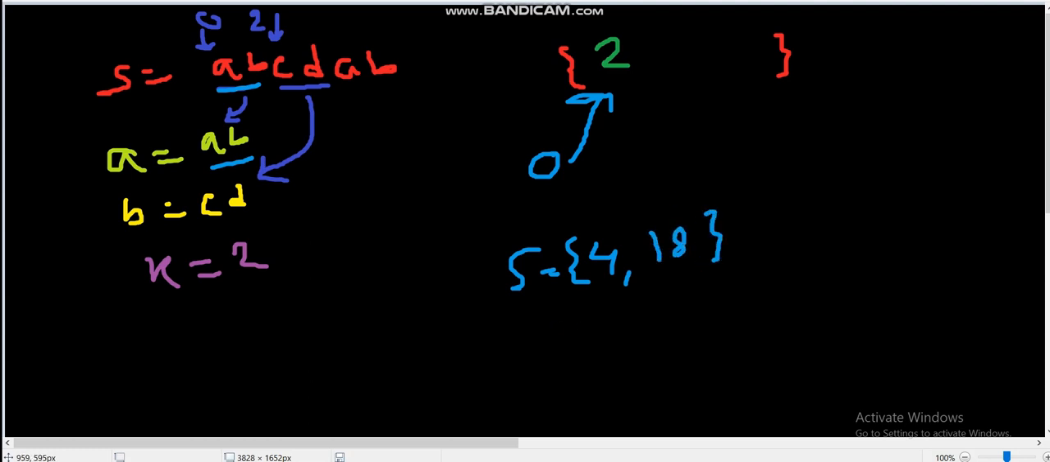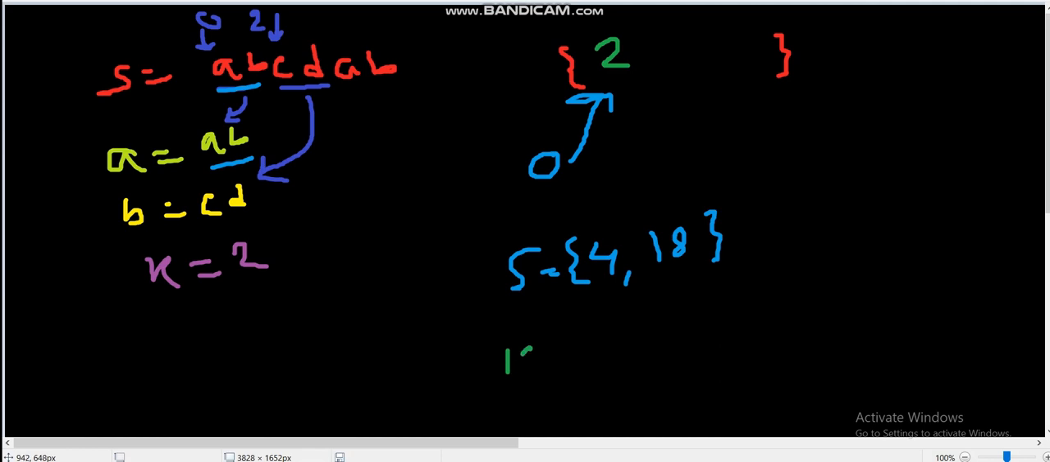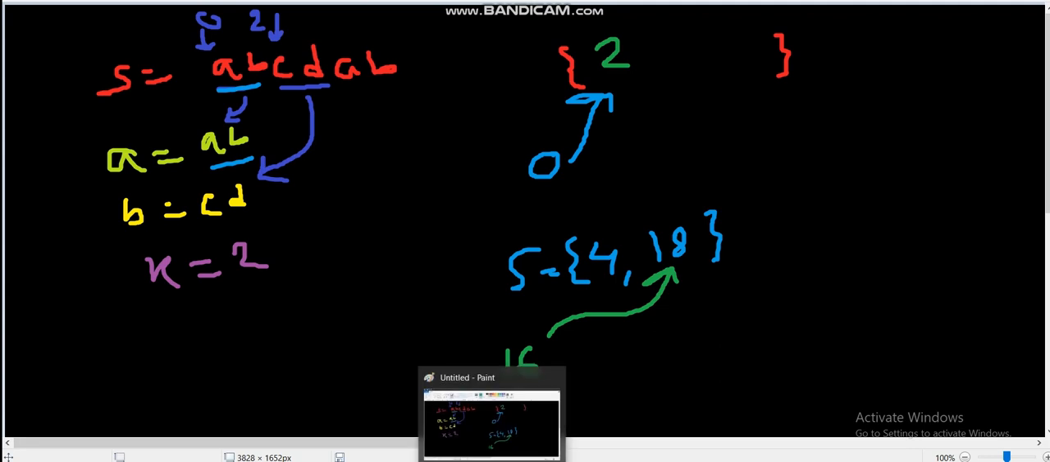Now we will try to check for a. Now for a, our first match is here. So what is the index? 16. So we'll try to find the lower bound of 16. We'll find the lower bound of 16 is at 18. Now the difference between them is less than or equal to k, so we'll put 16 in our answer.